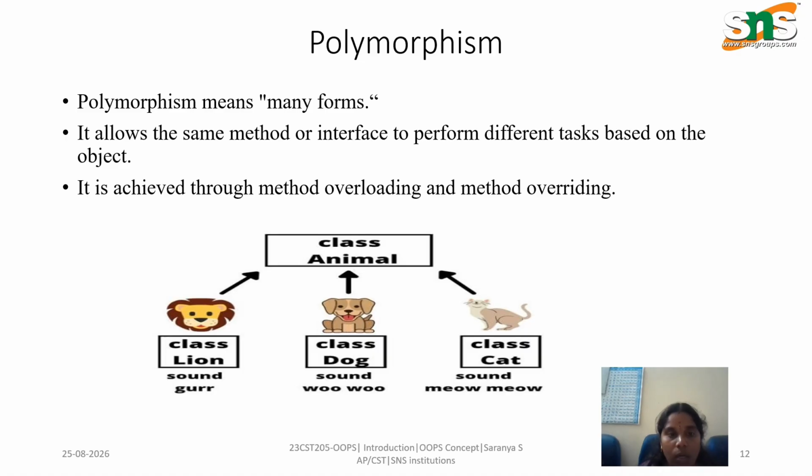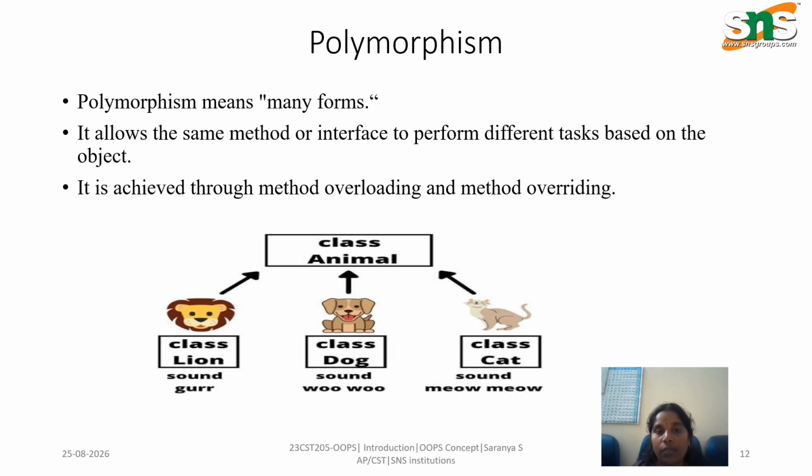And the next one is polymorphism. Polymorphism means many forms, and it allows the same method or interface to perform different tasks based on the objects. It is achieved through two types of polymorphism. The first one is method overloading and the second one is method overriding. Here, method overloading is a compile time polymorphism and method overriding is a runtime polymorphism.